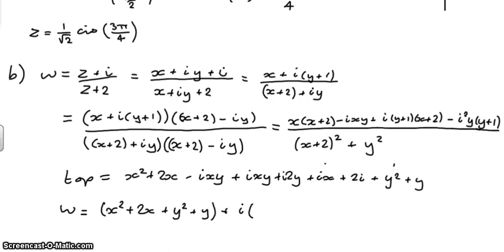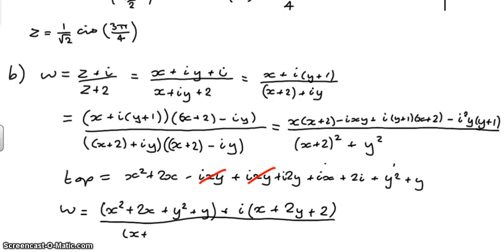And the imaginary parts, we can do a bit of simplifying. We've got minus ixy and plus ixy, we can cancel those. So we're left with i times x plus 2y plus 2 all over the bottom there. We have x plus 2 all squared plus y squared as required.